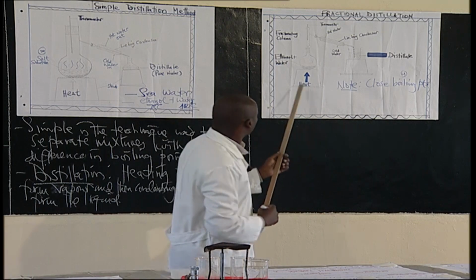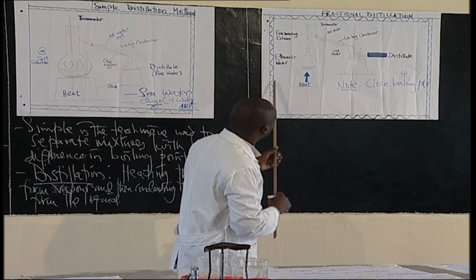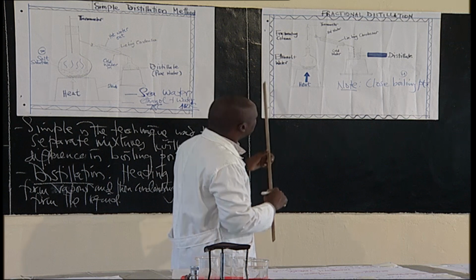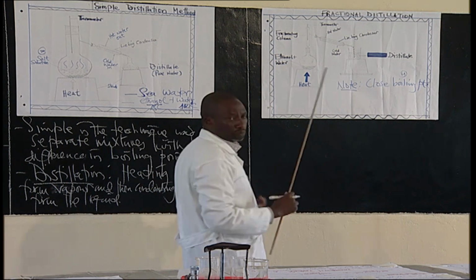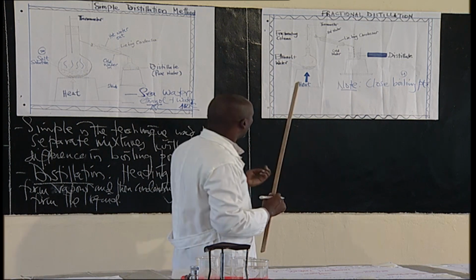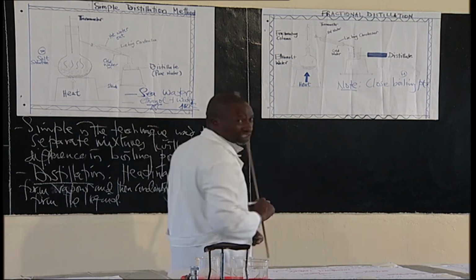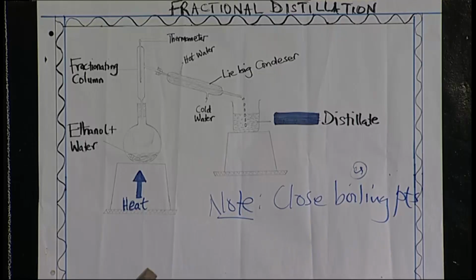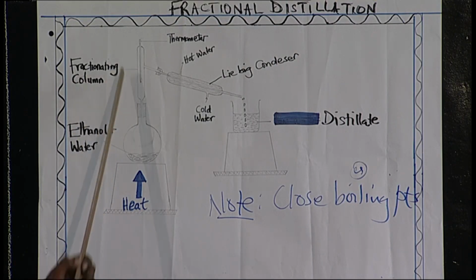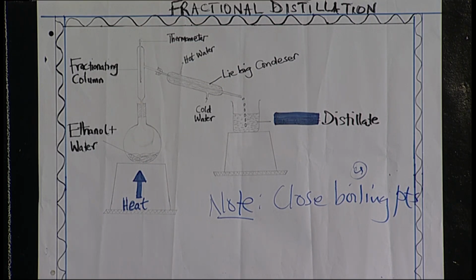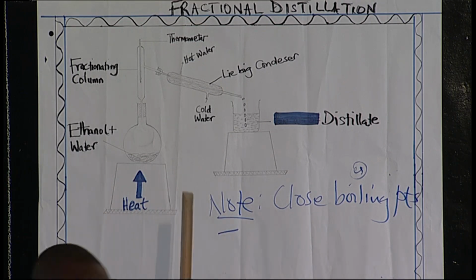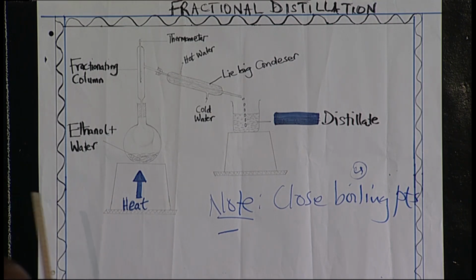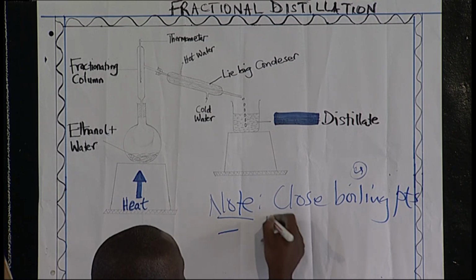In this case, we could also use ethanol, but it would not be the best, because even simple distillation can work on ethanol, and even fractional distillation can also work. But here we have the fractionating column. So this method works best when you have substances like the components of air.